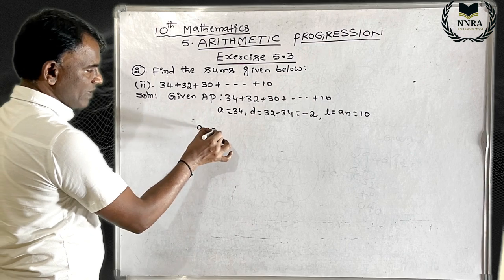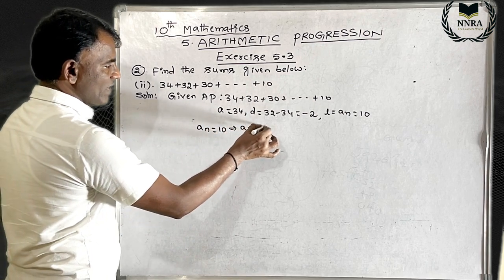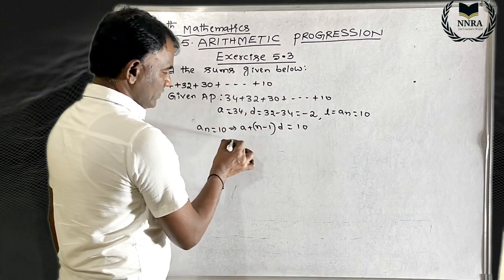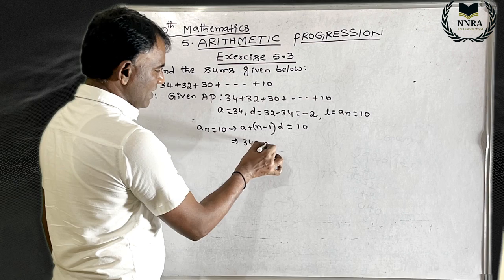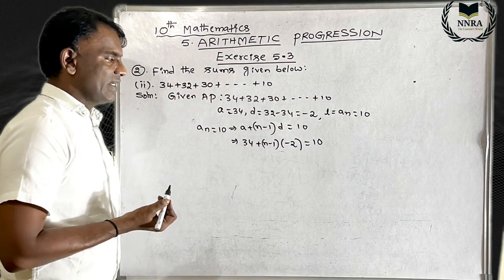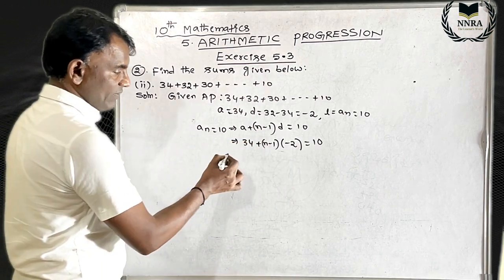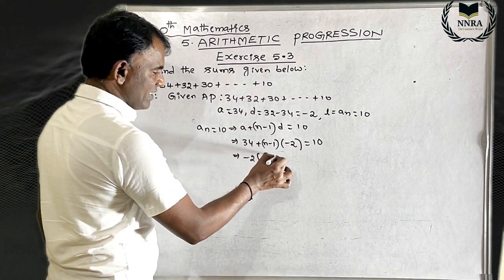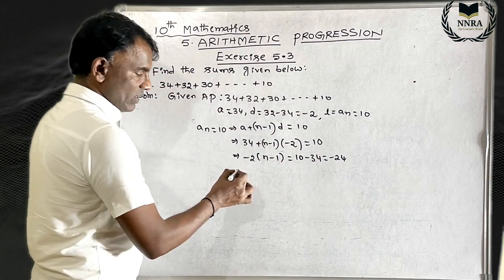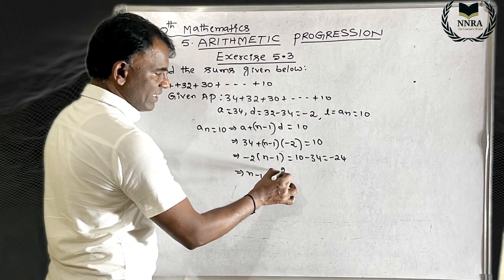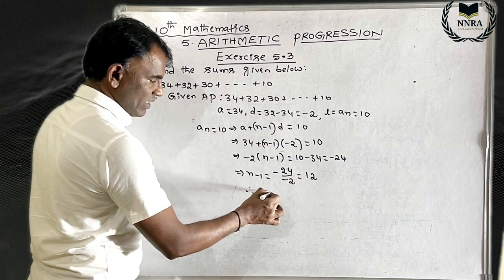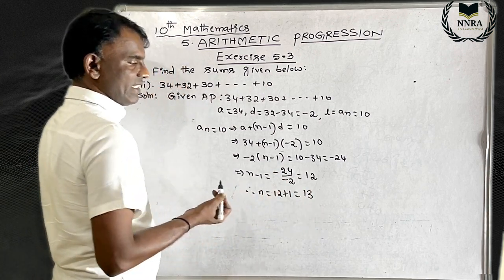Now again we use the an formula. an means a plus n minus 1 into d, the nth term formula, and it is equal to 10. Now a means 34, then n minus 1, and the d value is minus 2, equal to 10. In the next step, take 34 to that side, we get minus 34. Then 10 minus 34 equal to minus 24. Now n minus 1 equal to minus 24 divided by minus 2, that is 12. So n equal to 12 plus 1 equal to 13.